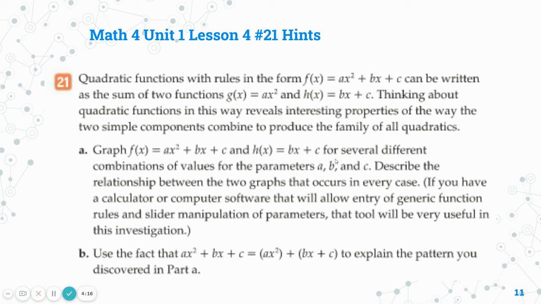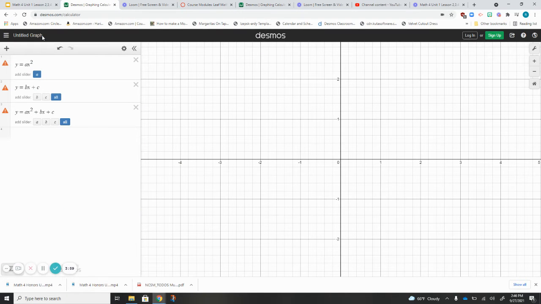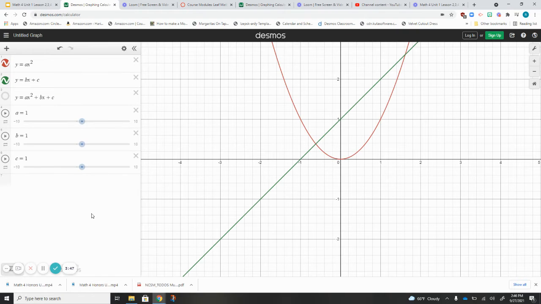It says if you have a calculator or computer software, well, you can just use Desmos. It comes really handy. Use slider tools. I showed you that in the last video, but I can show you again for this particular problem. So I put in here y equals ax squared, y equals bx plus c, and then the full equation y equals ax squared plus bx plus c. And I'm going to go ahead and add all of those sliders.